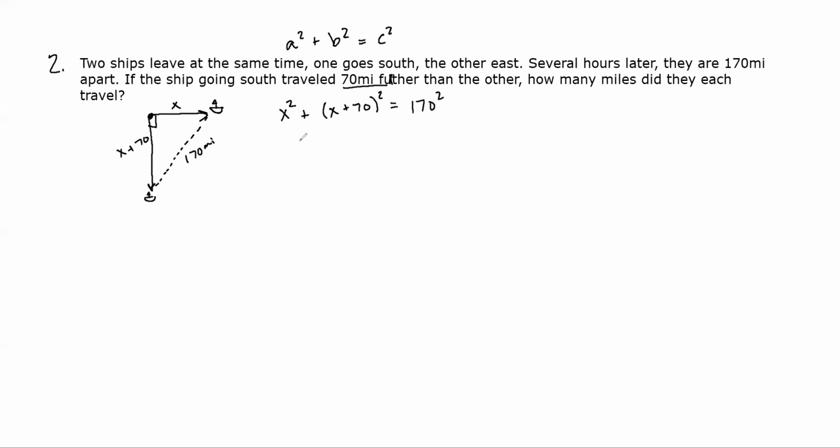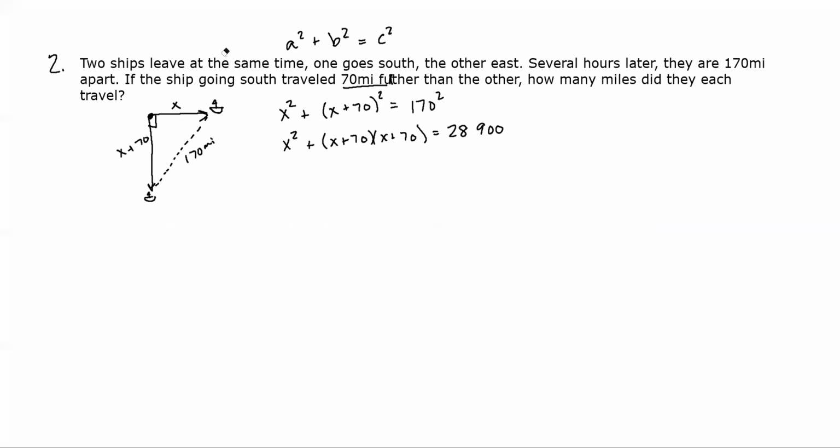So if we go ahead and square each one of these, we have x squared, that one just stays as is, plus, now I'm going to write this out as x plus 70 times x plus 70 equals 170 squared. For ones like these, you can write this out and do the multiplication. For the sake of time, I'm going to tell you that this is 28,900.